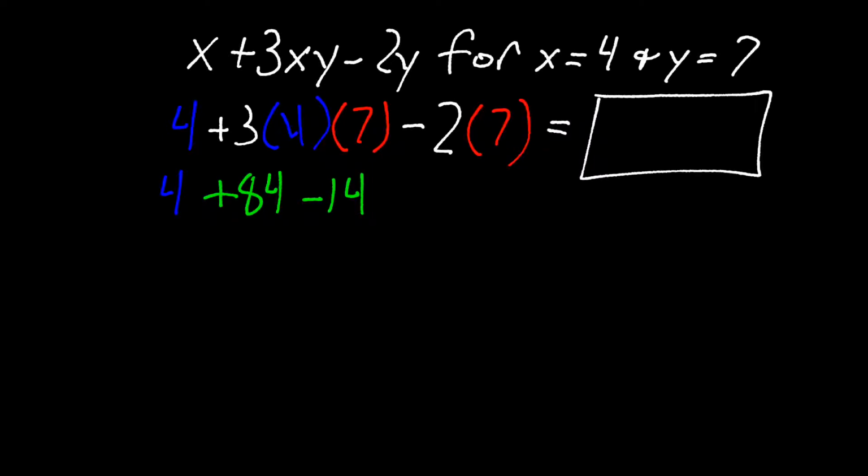And we can add all of this up. 4 plus 84 is 88. Minus 14 is 74. And there is our answer. We simplified our algebraic expression because while they didn't have any like terms, we knew the values of our variables. So we'll try one more example like this, and that'll be it for this video.